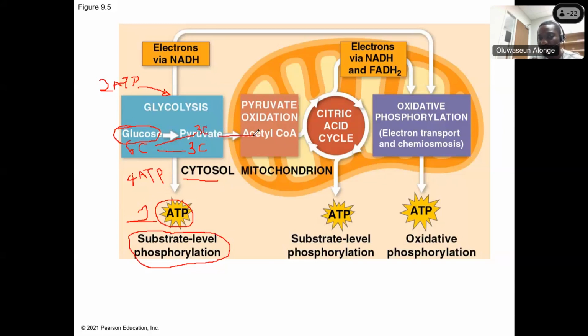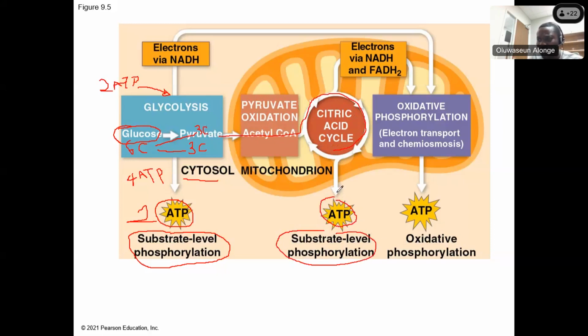So the substance is what is going to come to this stage. The substance will enter this stage, so we still have substrate here. So we still call it substrate level phosphorylation. And I'm going to explain each of them. At the end of this stage, we are going to make ATP as well.